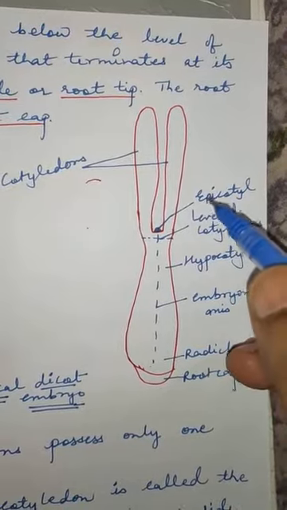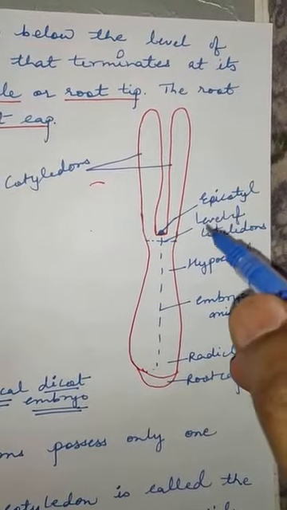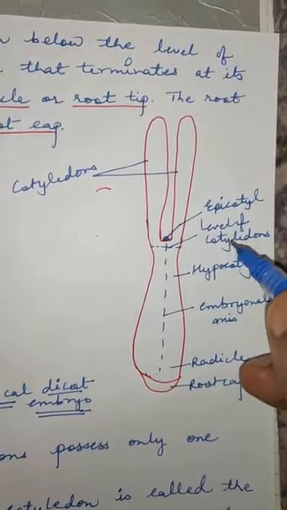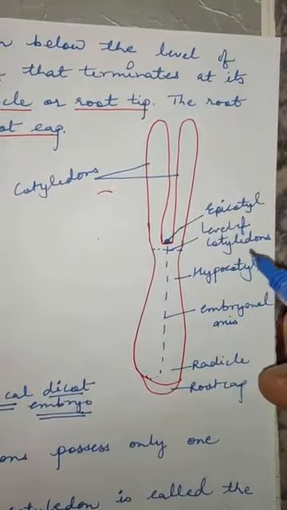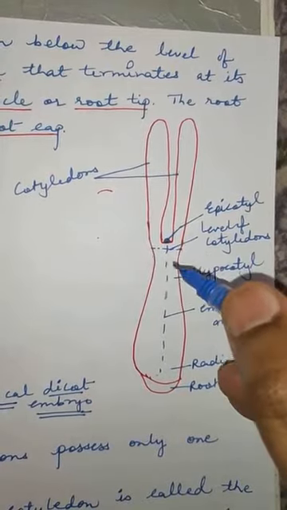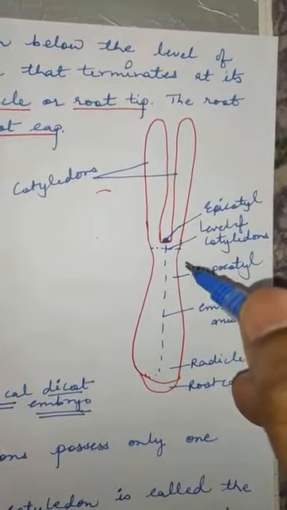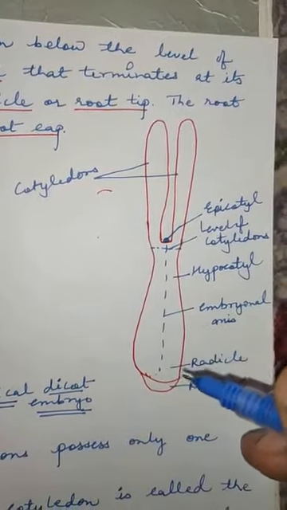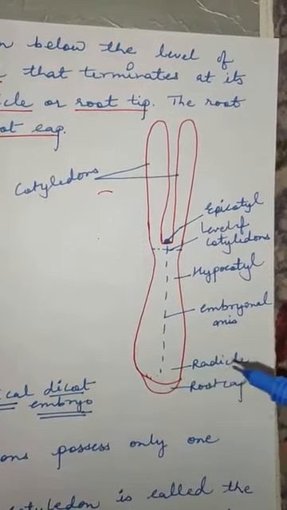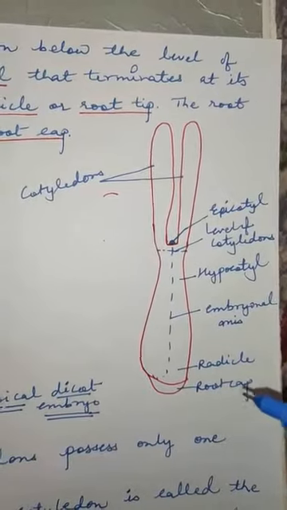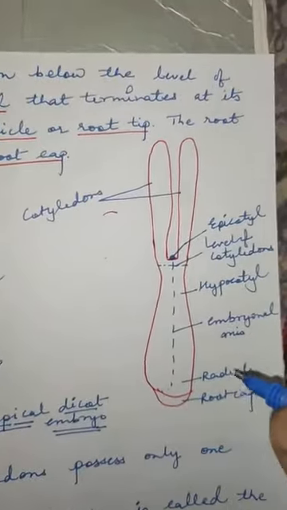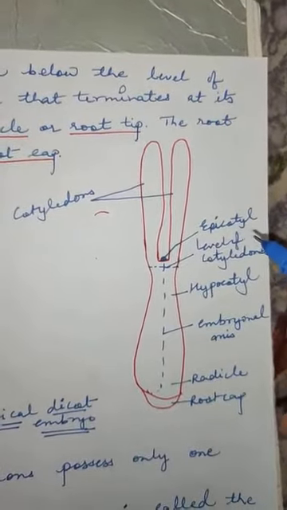Which is the upper part? That is the epicotyle. And the part that is lower is your hypocotyle, right? That is your hypocotyle. And this is the embryonal axis. You will be able to see it clearly. This is the embryonal axis. You will see the radical and the root cap here. I hope now the diagram is clear, right?